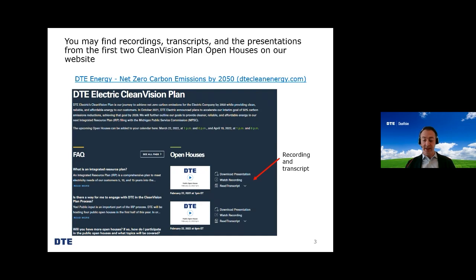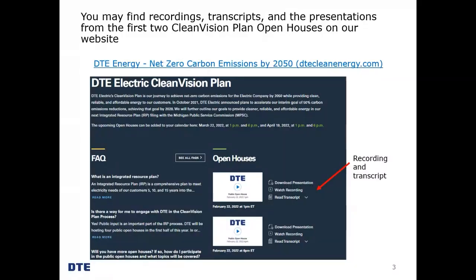On January 18th, we hosted the first public open house, and on February 22nd, we hosted our second open house. The recordings, presentations, and transcripts can be found at dtecleanenergy.com in the Clean Vision Plan section of the website. On the right-hand side, you will see an area called Open House. This is where we will be posting the content for all public open houses after they occur.